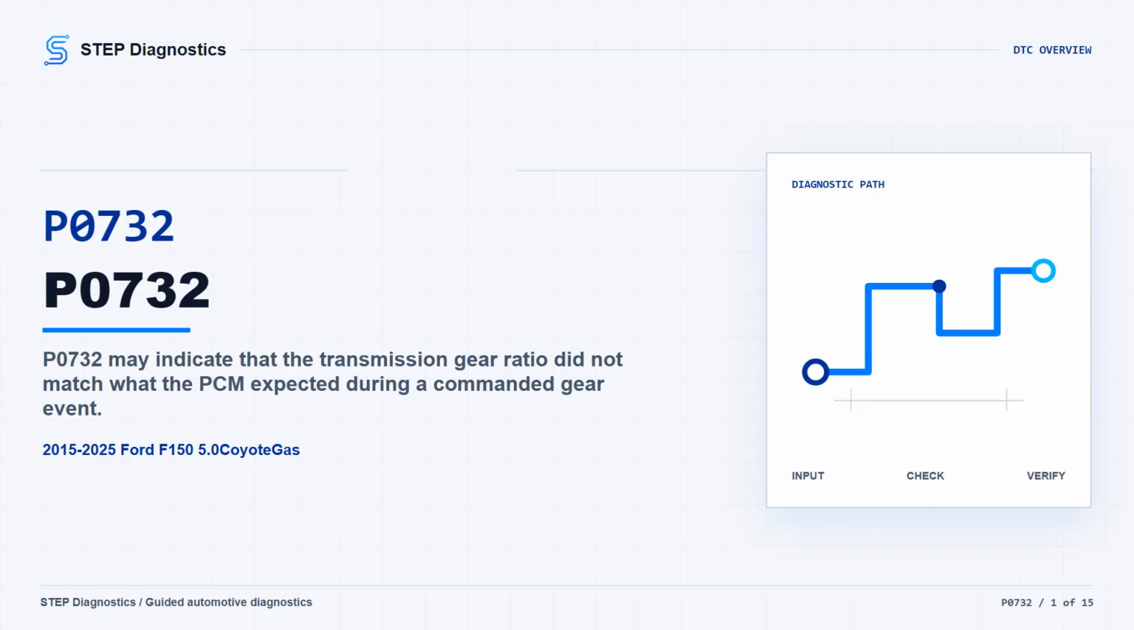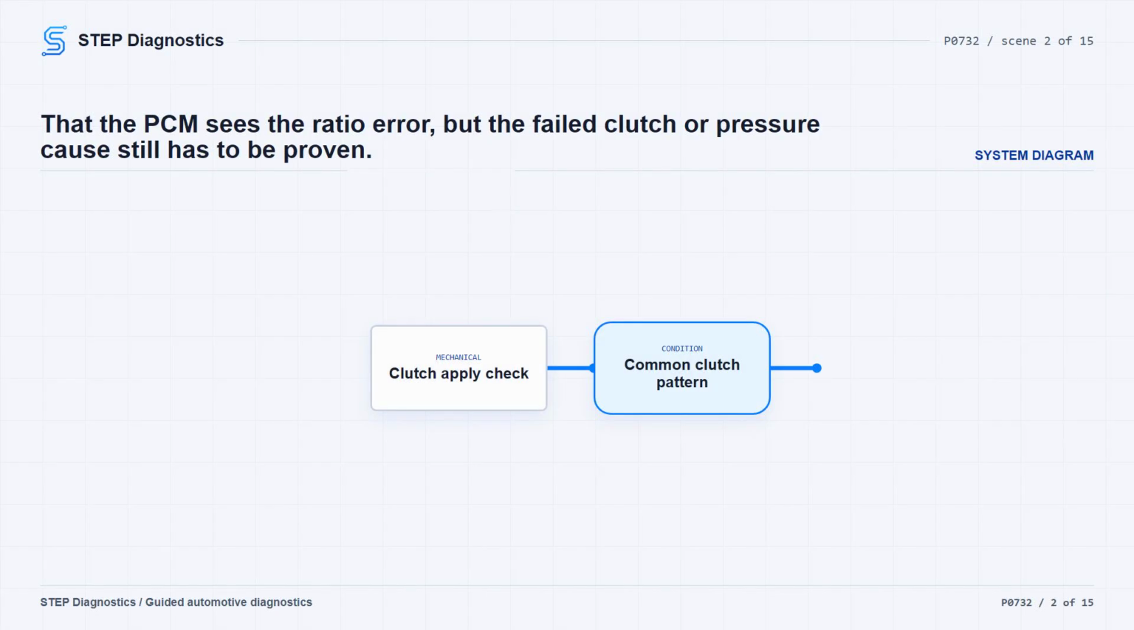For this code specifically, the ratio error is in, or while shifting to, second gear, and the fail-safe strategy can disable second gear for the rest of that key cycle. The key point with this type of ratio code is that the PCM is watching clutch application and gear ratio, but it may not be able to identify the exact clutch that caused the error. If other incorrect ratio codes are present, don't chase them one at a time blindly. Look for a common clutch involved in those gear applications.